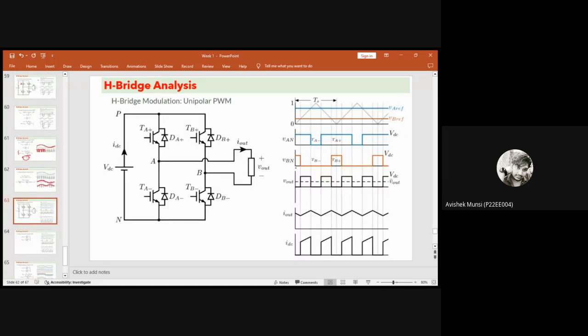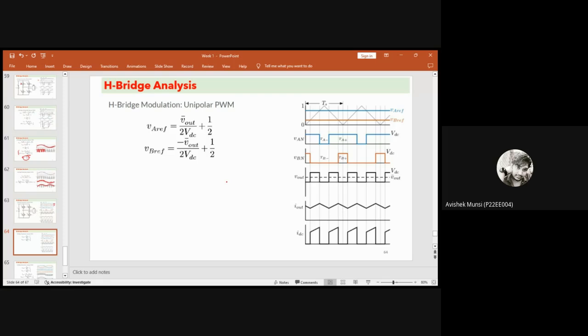Now in the case of the unipolar, there are two references I am giving. This is for the A and for the B. In that way we are giving, or another way you can do it in the sinusoidal modulation. You can change it to that SPWM wave. Okay, so in this case, what happened?